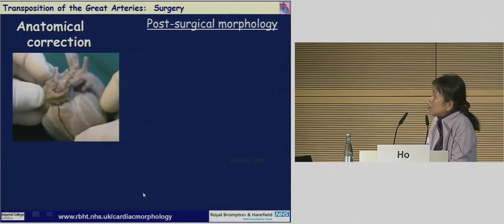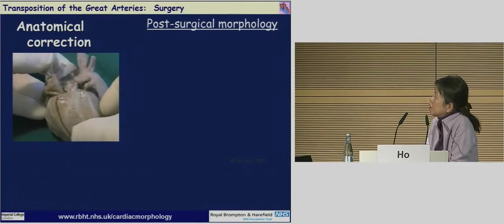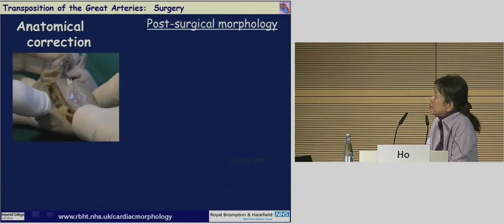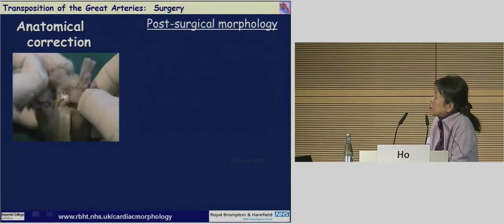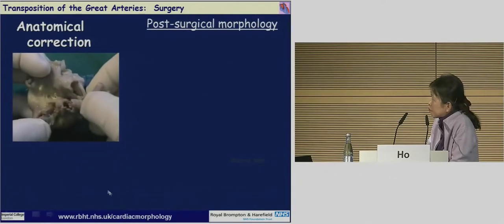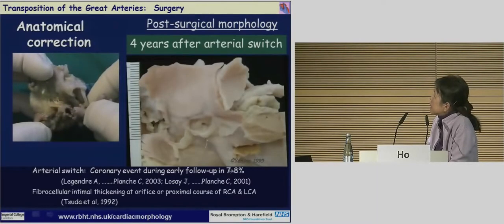The anatomical correction, which is, of course, the arterial switch, where the two great arteries are transected and then change in position, and then extended if need be, and reimplantation of the coronary arteries. And this is a case that is 4 years after arterial switch implantation. You see some narrowing, neo-intimal formation around the orifices of the coronary arteries. So coronary events during early follow-up have been alluded to in these publications here. Fibrointimal thickening at orifices of proximal coronary arteries also may be a concern over time.